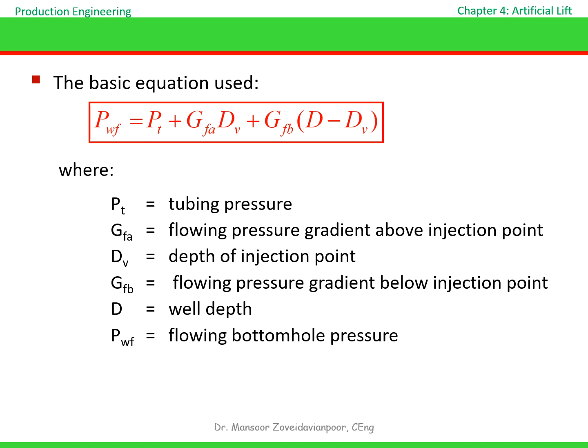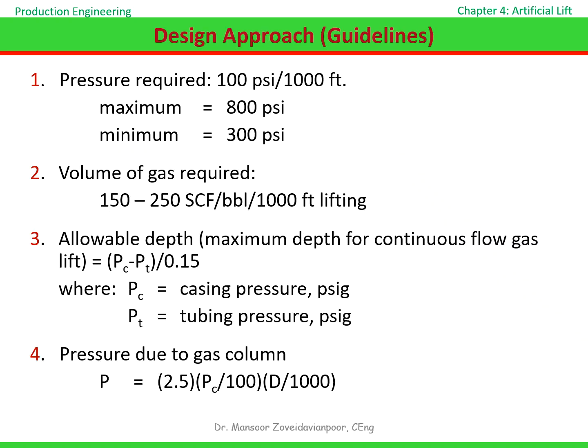Before starting detailed calculations, engineers use these guidelines as quick checks. For continuous gas lift, a typical pressure requirement is about 100 psi per 1,000 feet of lift, usually between 300 and 800 psi. Gas requirements are often estimated at 150 to 250 SCF per barrel per 1,000 feet of lift. We also estimate the maximum achievable injection depth from the pressure difference between casing and tubing. Finally, the gas column itself contributes pressure, which must be included when determining casing pressure at depth. These aren't final design calculations. They're screening tools that help us quickly assess whether a gas lift design is realistic.